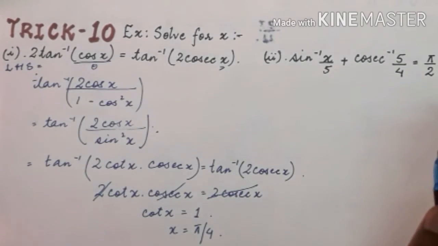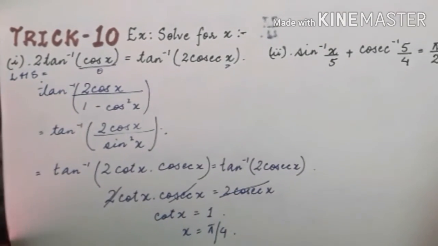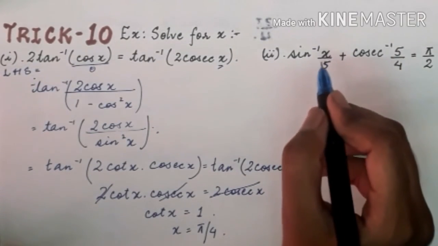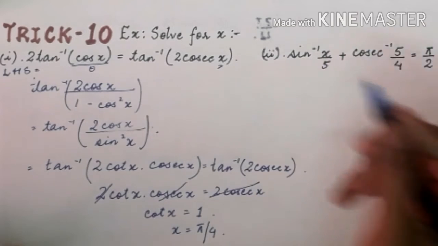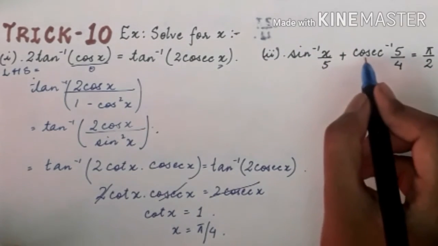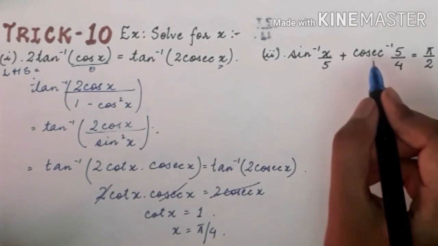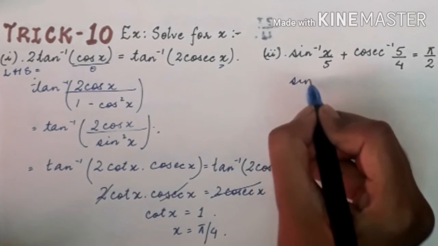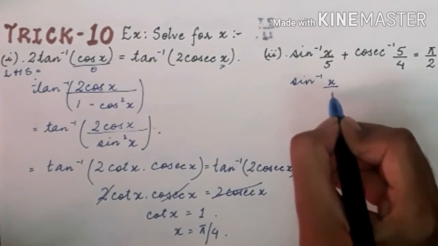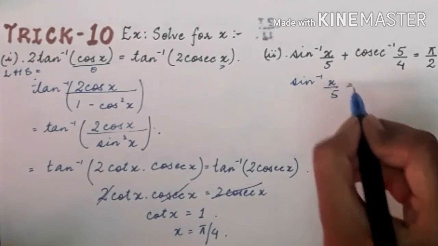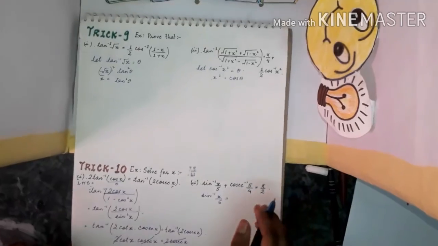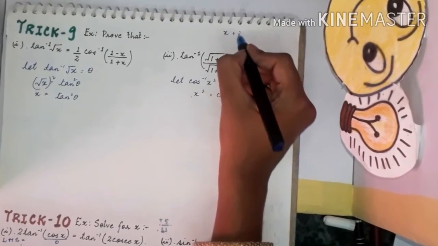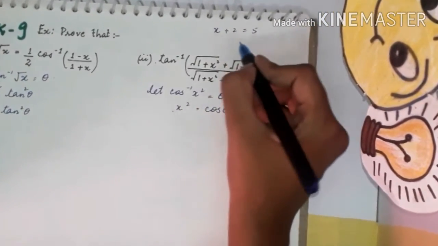Similarly, in the next question, there is one more trick. Here you have to find the value of x. So what to do here? Here also you have to make the two inverse trigonometric functions involved in this equation the same. Take this as you do in linear equations: if you have to find the value of x in x plus 2 is equal to 5.